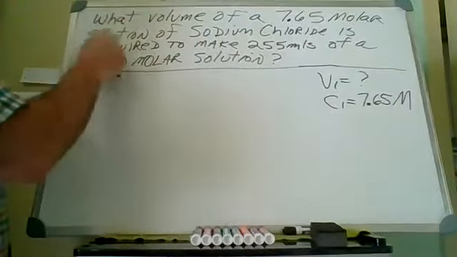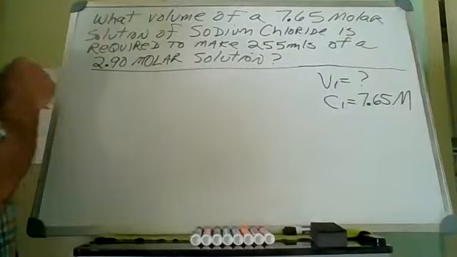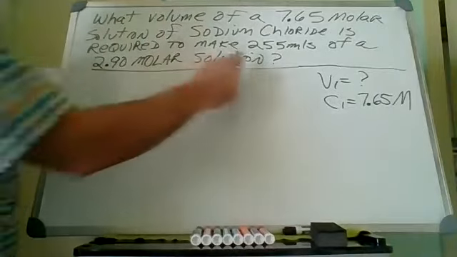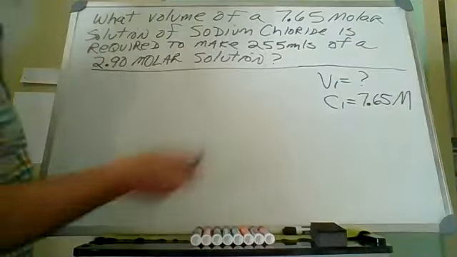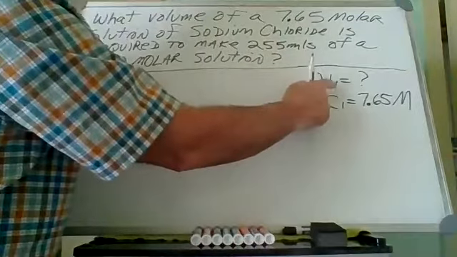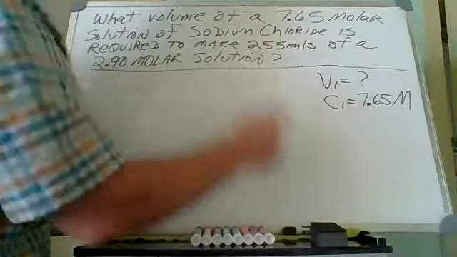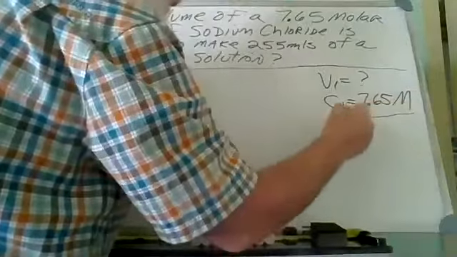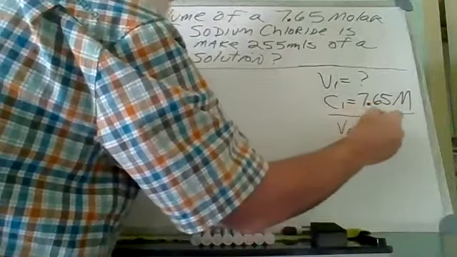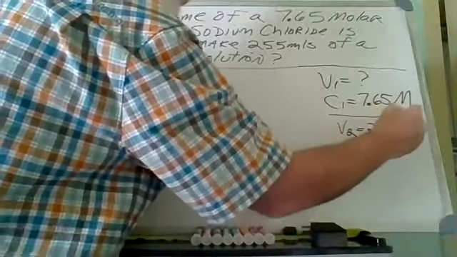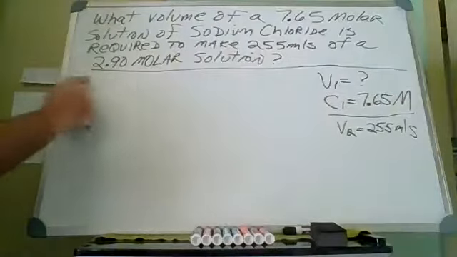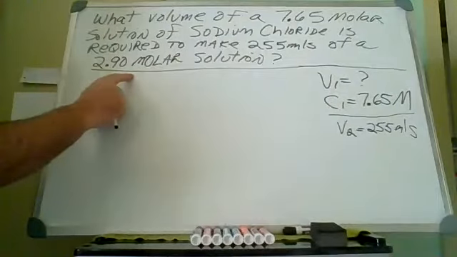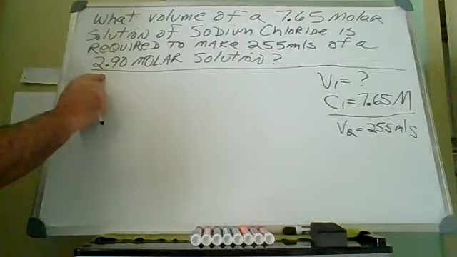All right, let's continue on here. What volume of 7.65 molar solution of sodium chloride is required to make 255 milliliters? So here's the second volume. This is why I put this subscript here, V1, because I have a second volume now. I'm going to draw a line here and write V2 equals 255 milliliters, all right, of a 2.9 molar solution. So there's the second concentration.